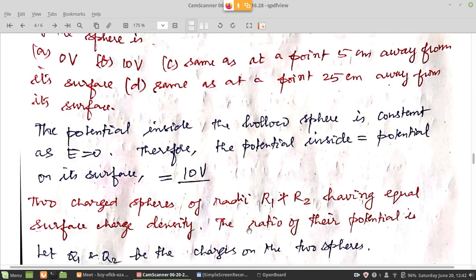The next question is actually a very simple question, but if you don't get the clue, you have to work it out. If you get the clue, you will directly give the answer to me. Two charged spheres of radii R1 and R2 having equal surface charge density, what is the ratio of the potentials V1 and V2? That is the ratio they are asking.